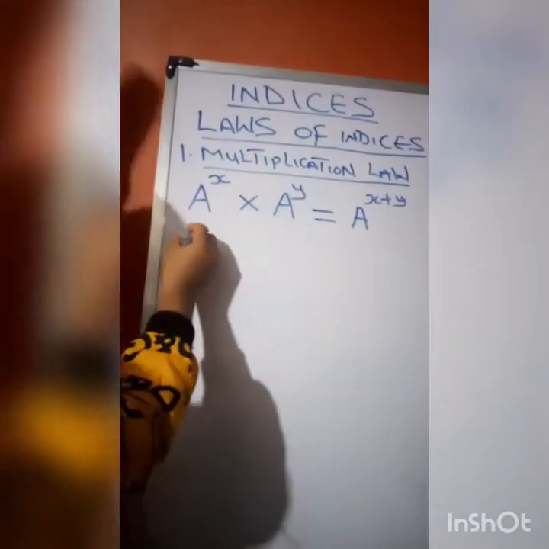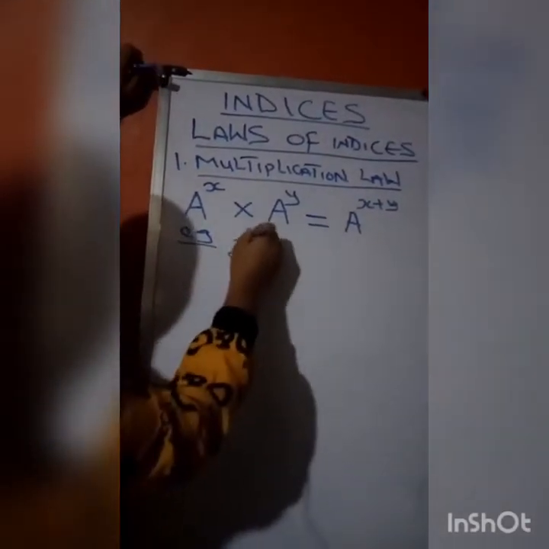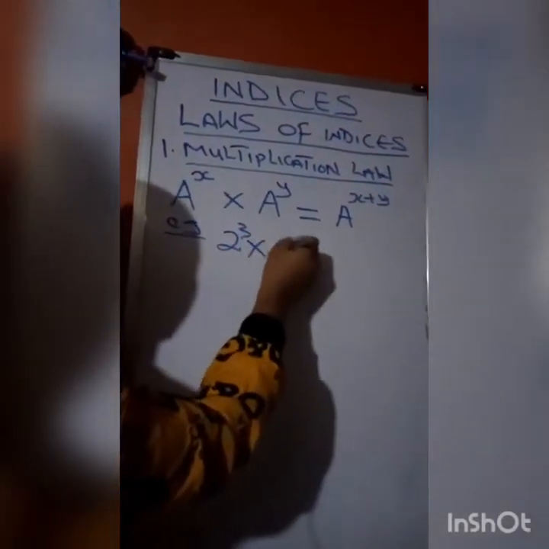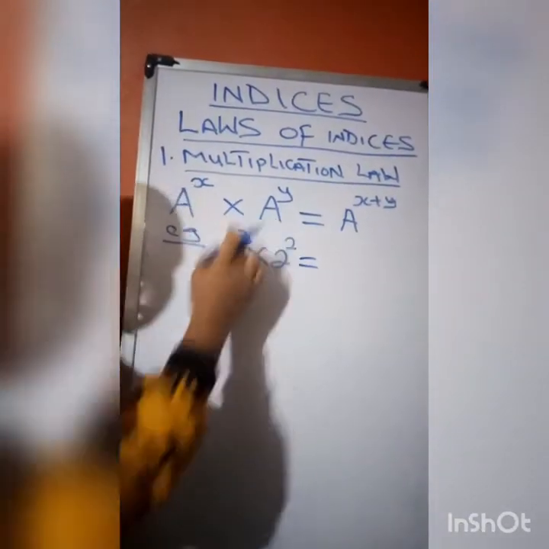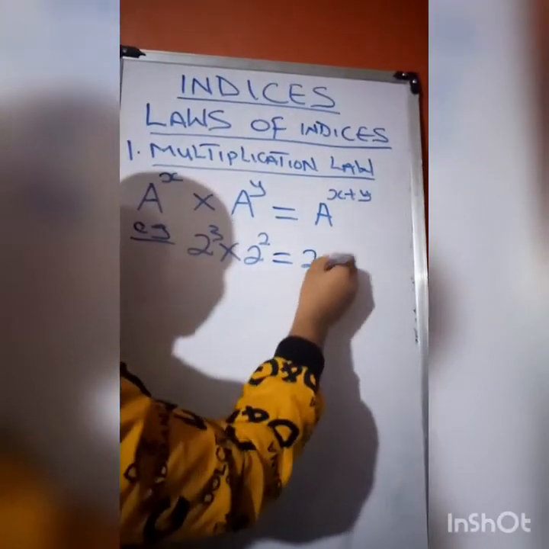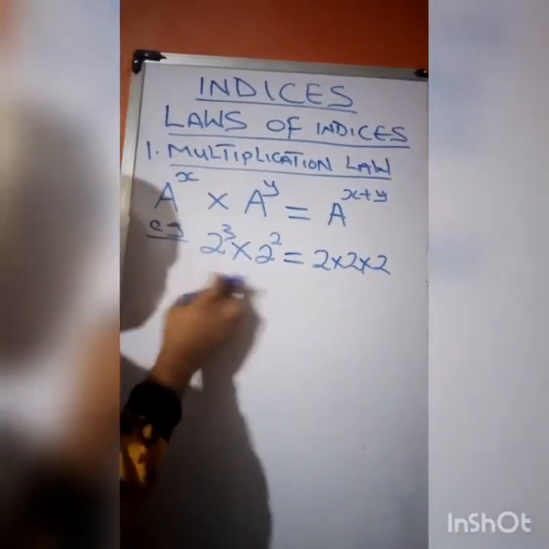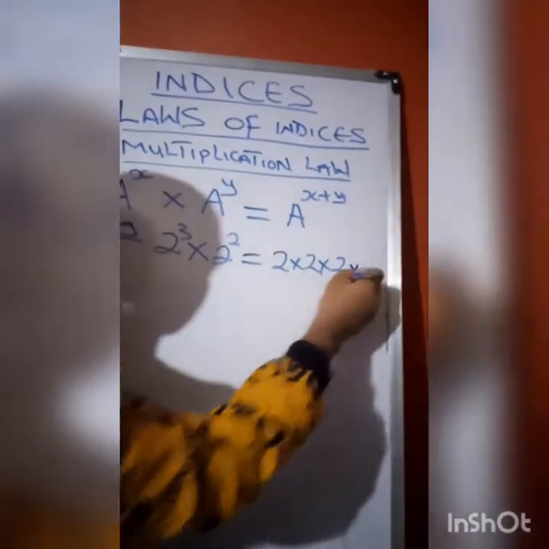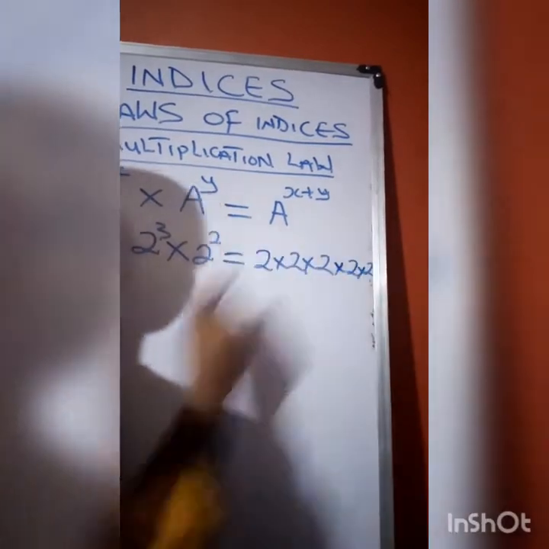For example, if I am given 2 to the power of 3 multiplied by 2 to the power of 2. Let's do this. 2 to the power of 3 means what? 2 times 2 times 2. That's 2 in 3 places. Then we have multiplied by what? 2 raised to the power of 2 means 2 times 2.